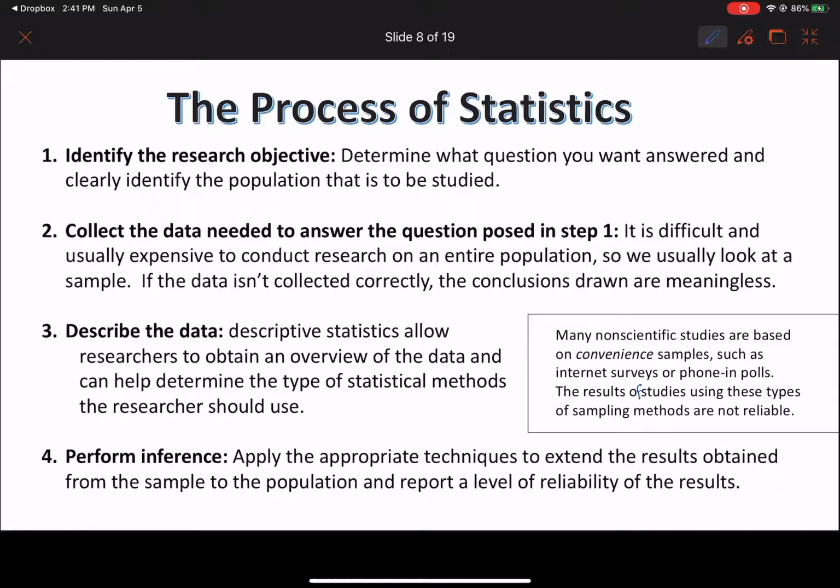Last, perform inference. Using the math that you're going to learn in this class, you need to figure out which techniques are appropriate to use to extend the results beyond the sample to the population, and how reliable is your result. So that's it. This is our process. I'm not requiring you to remember these, but these are our important steps.